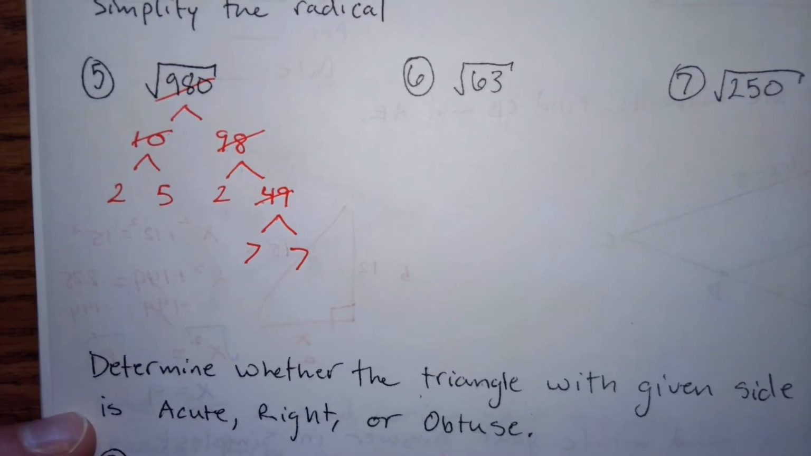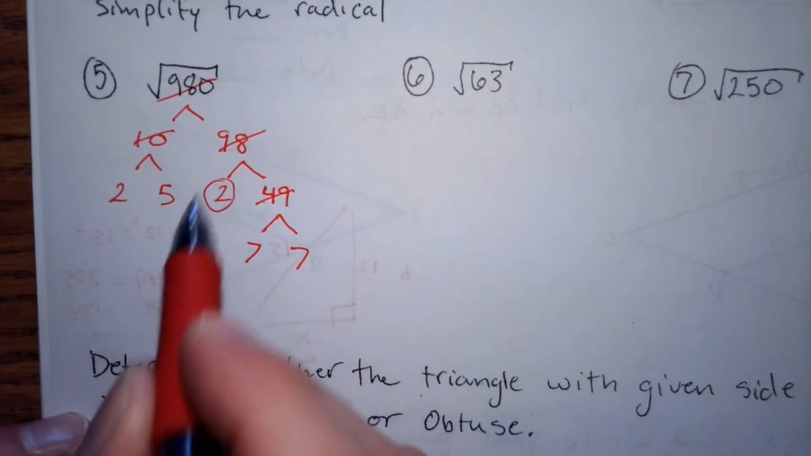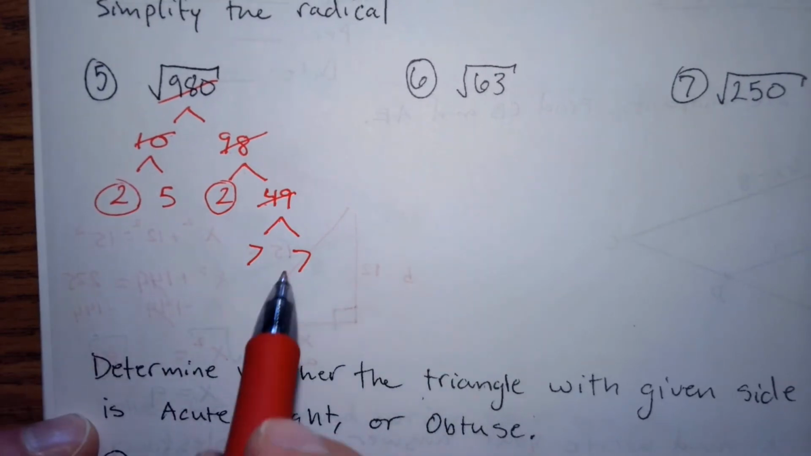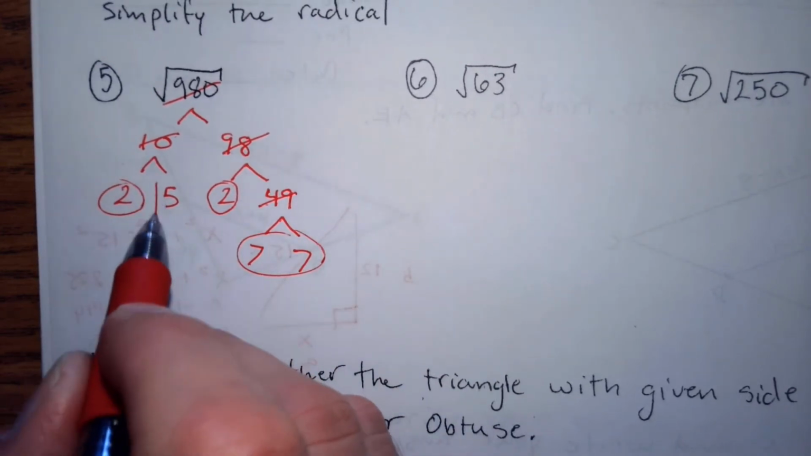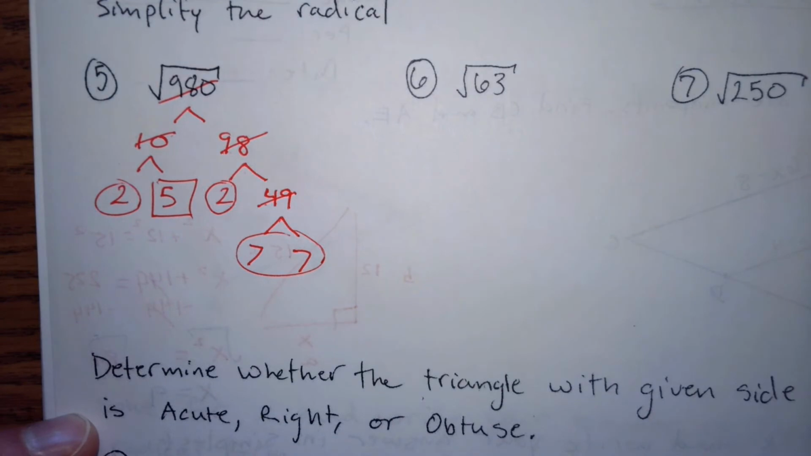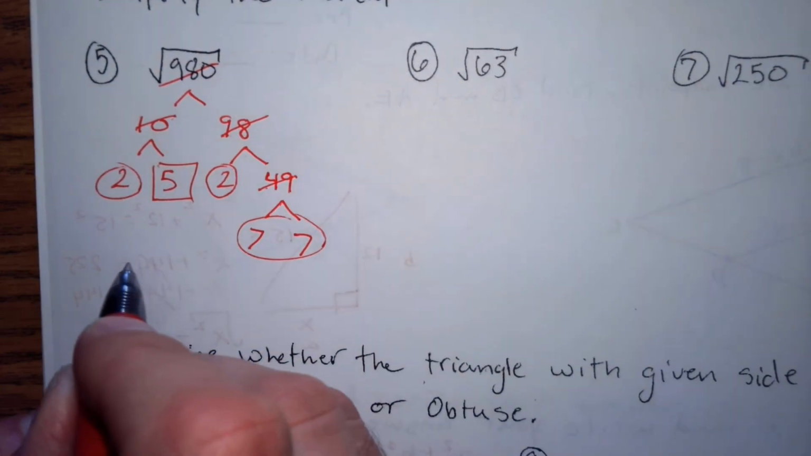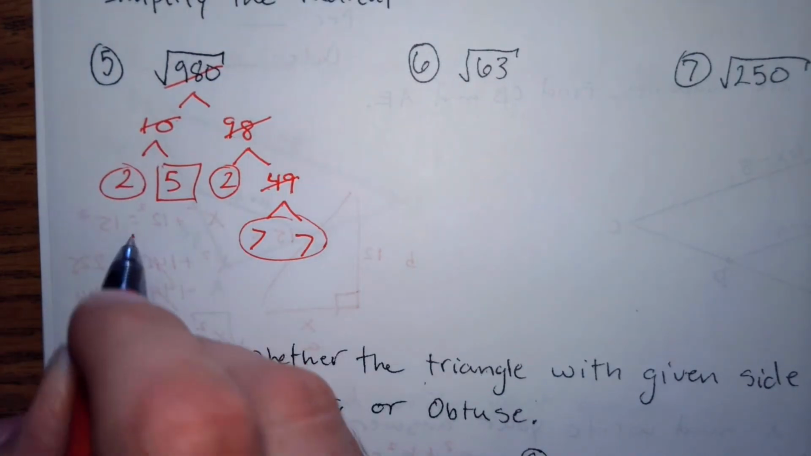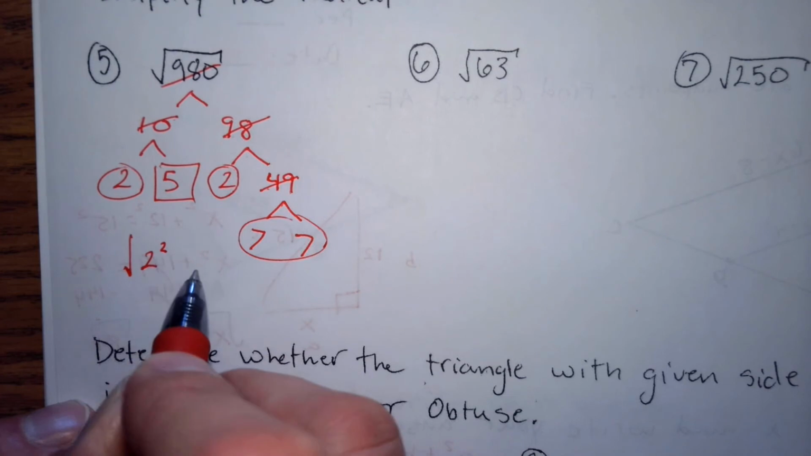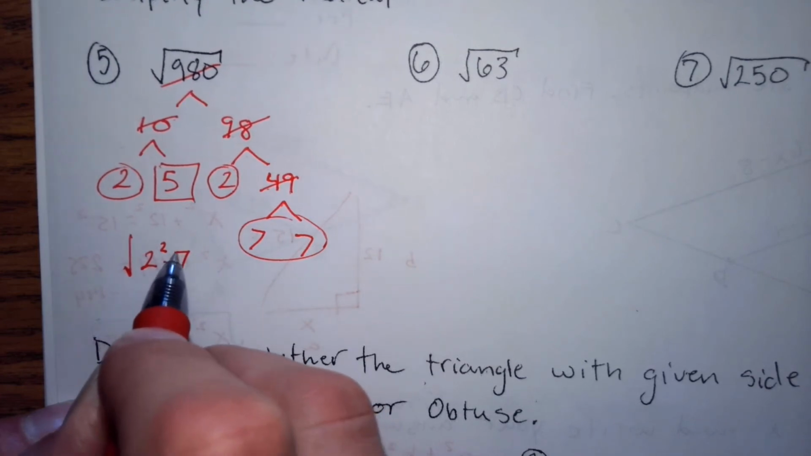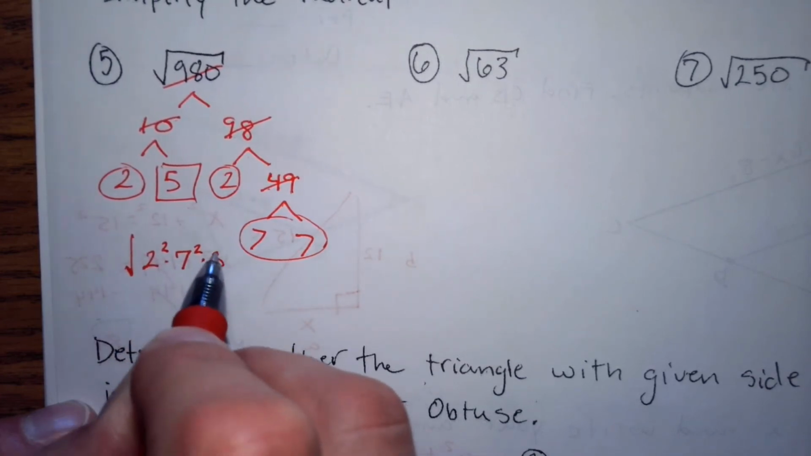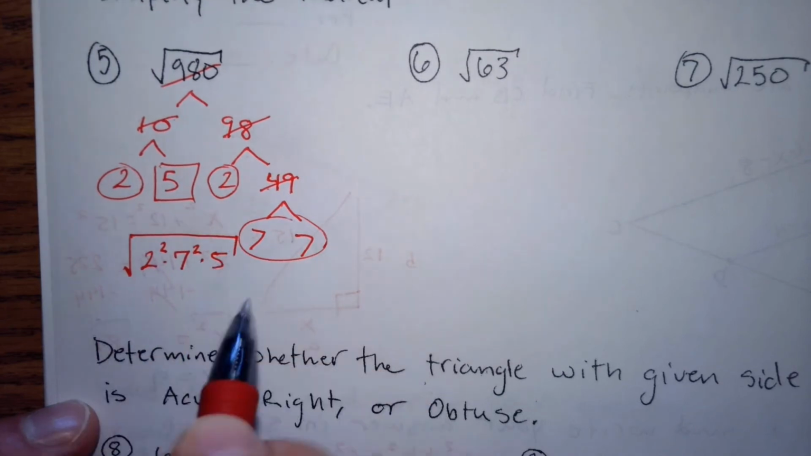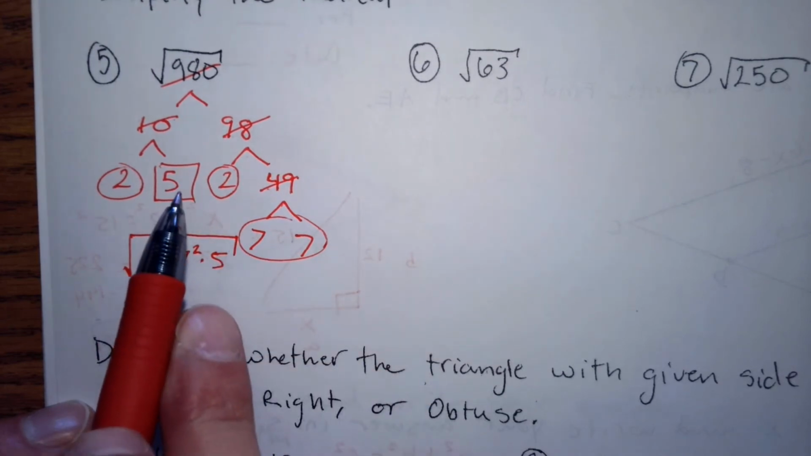The next thing you're doing is looking for pairs. I'm going to circle anything that's in a pair, and I'm going to put a box around anything that doesn't have a pair. And here's the reason why. I can rewrite this underneath the radical as 2 squared times 7 squared times 5 not squared. The 5 isn't squared because I only have one of them.